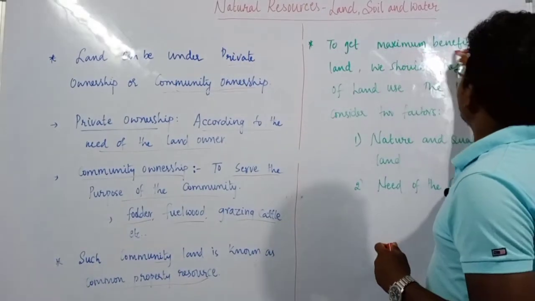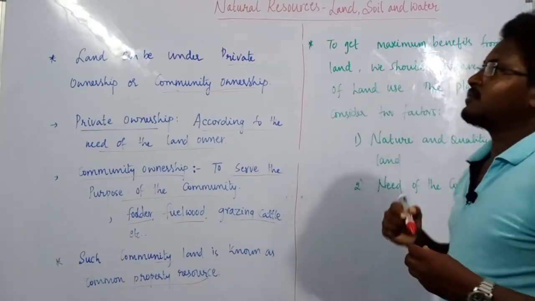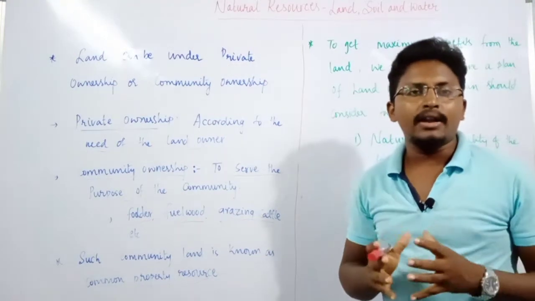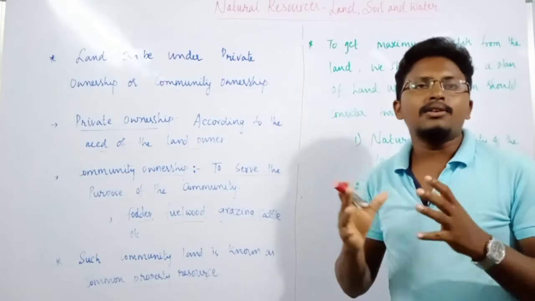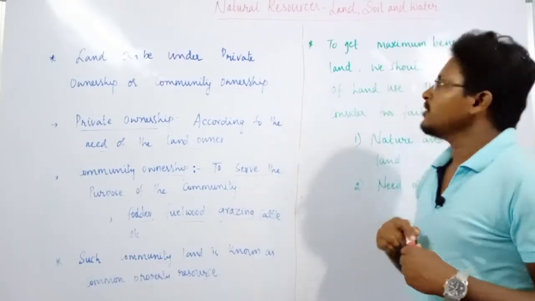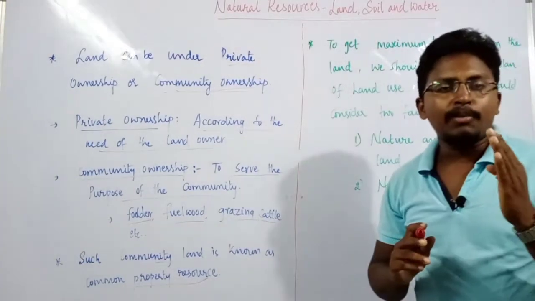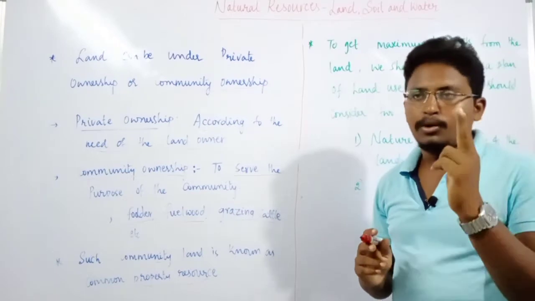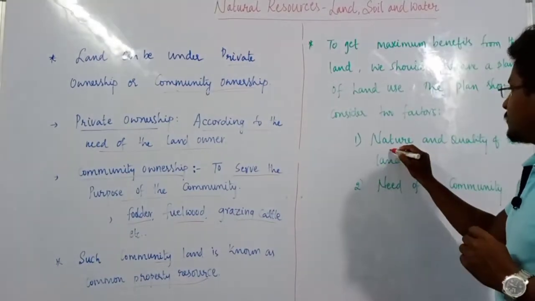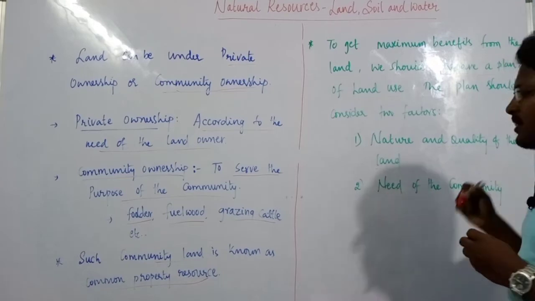So to get maximum benefits from the land, we should prepare a plan of land use. That means we should have a proper plan of how to use the land. Without any plan, we may not be able to use the land properly. But this plan should consider two important factors: one is the nature and quality of the land, and the other is the need of the community.